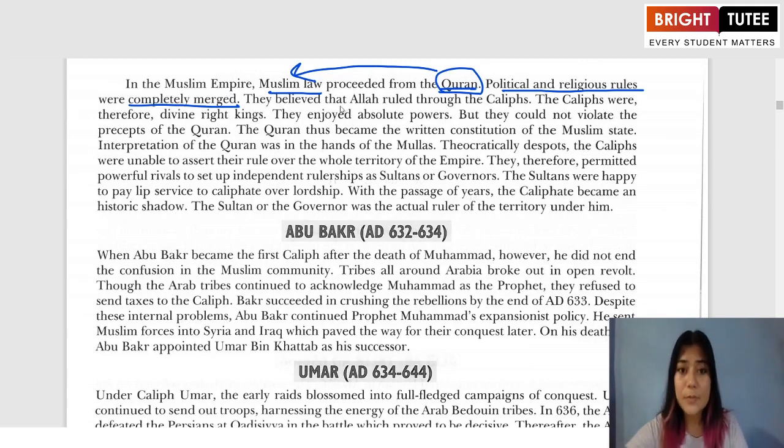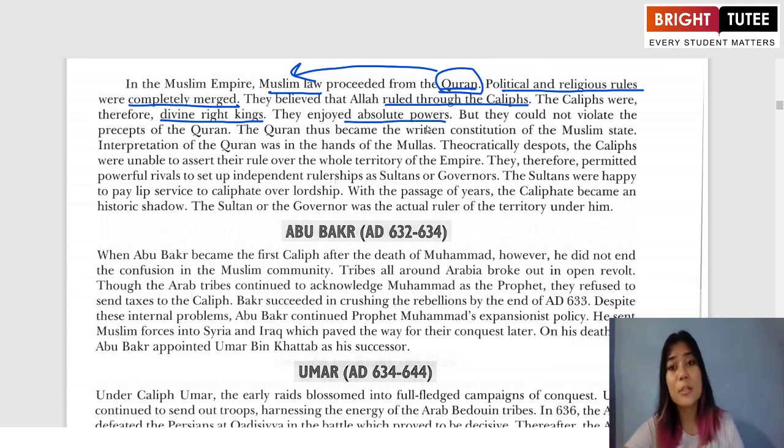Now it was believed that Allah, the God, ruled through the caliphs. So the caliphs, who were the rulers of the Arab Empire, were actually representatives of God. God was ruling over the empire through the caliphs. So the caliphs were divine kings. They had divine rights to rule the people. They were selected by God to rule over the people, and they enjoyed absolute powers. They were in control and authority of everything within their empire.